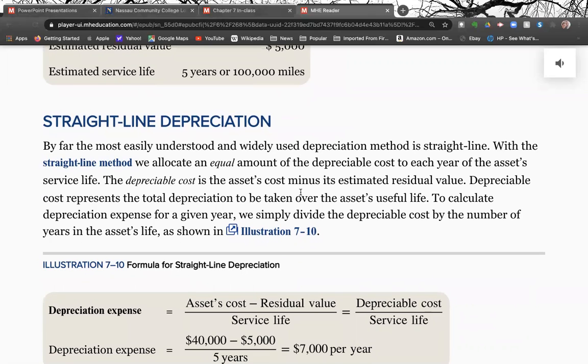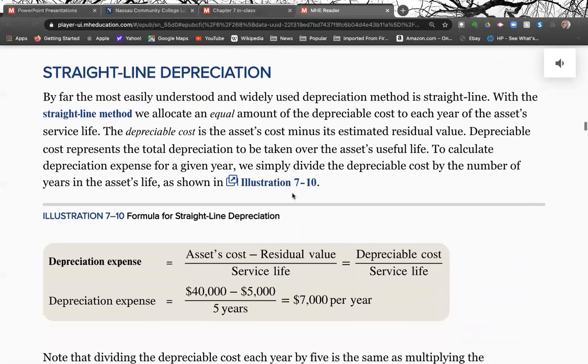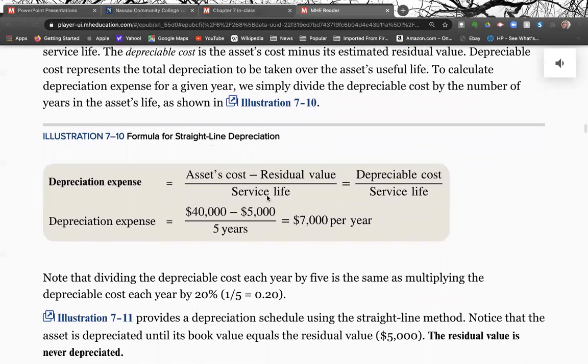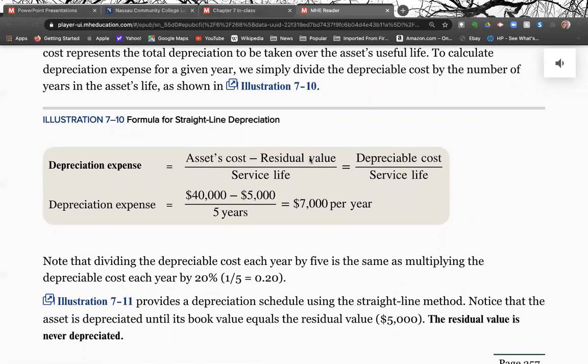So under straight line, how do we calculate depreciation? Right here. We take the cost of the asset minus the residual and divide it by the service life. Asset cost minus residual is called depreciable cost, right? Depreciable cost is the original cost minus the residual value. If I take the depreciable cost and divide it by the service life, that's the annual depreciation expense. So 40,000 minus 5,000 is 35,000. 35,000 divided by 5 years is $7,000 a year. Debit depreciation expense, credit accumulated depreciation, $7,000 each year.